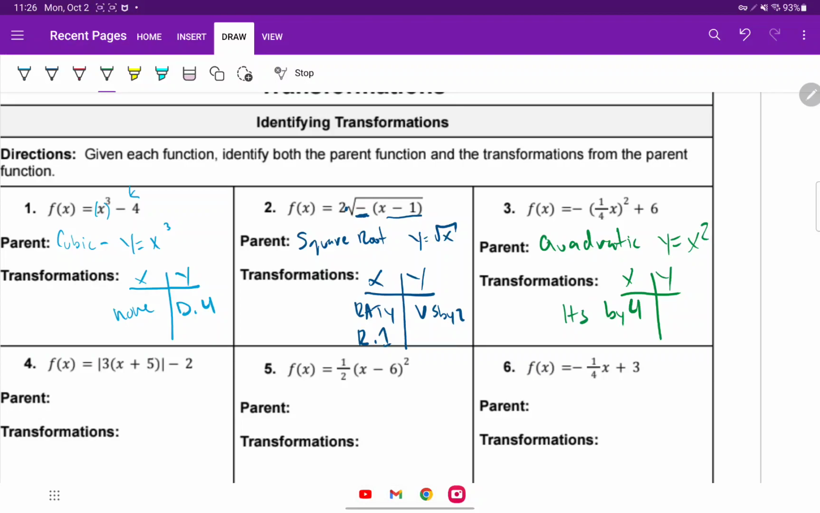Alright, for our y vertical one, starting from left on the outside, we have a negative sign, and that reflects across the x-axis. And then we have a plus 6, which goes up 6 units.